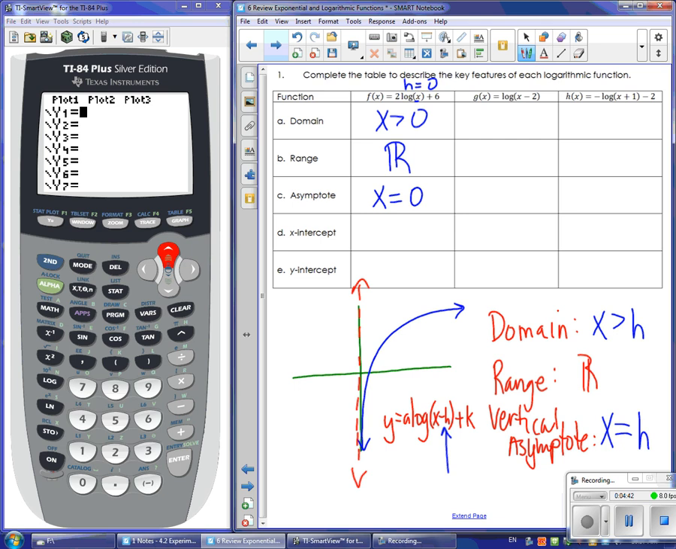I'm going to come back and do the x and y intercepts in just a minute. Let's finish filling out the rest of this table for the other functions. So my function g of x, if I look inside my parentheses, I see x minus 2.